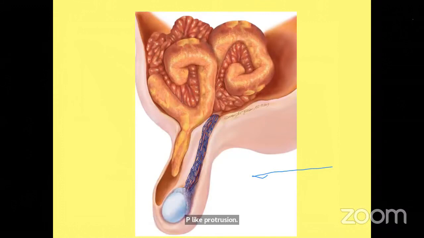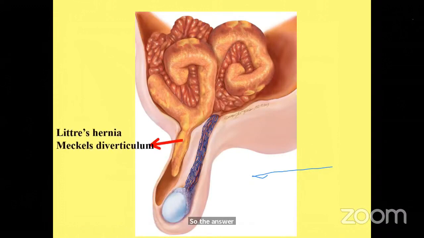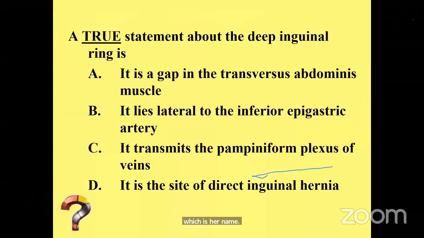If you feel it like appendix, what is the part you see here? That finger-like thing is not attached to the cecum, right? So then what can it be? The answer is it is known as Littre's hernia, and it is the Meckel's diverticulum which is herniating. If you have the Meckel's diverticulum herniating, you call that Littre's hernia.